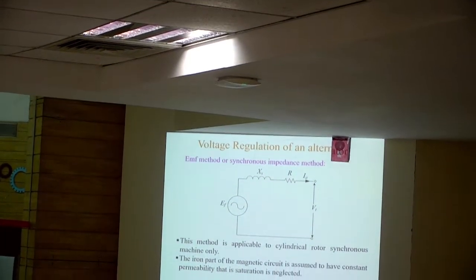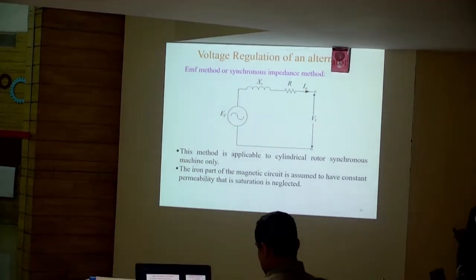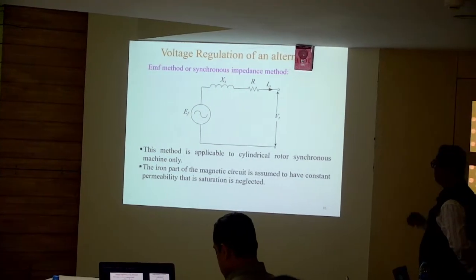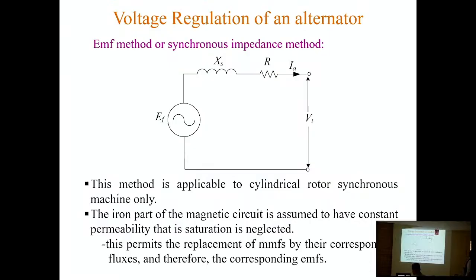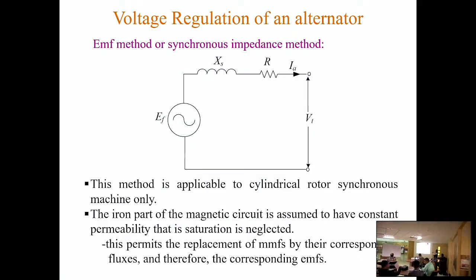and we will consider certain assumptions like the magnetic circuit is having constant permeability, which means saturation is neglected, and which will permit us to replace all the MMFs by their EMFs. We have seen the phasor diagram. From the phasor diagram, both space phasor and time phasor EMFs are induced by their corresponding fluxes, which are generated by the corresponding MMFs. So MMFs and EMFs are related, considering that saturation is neglected.